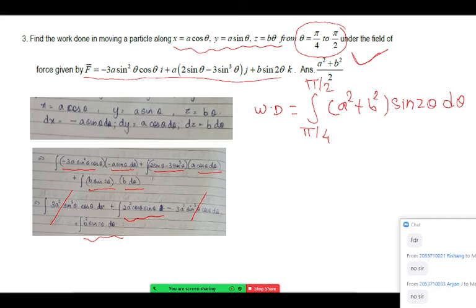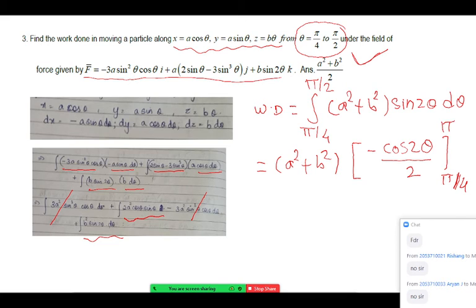So right now 2 sine theta cos theta is written as sine 2 theta. It's taken common and we're left with a square plus b square. And the last step is here, a square plus b square is a constant as it is. Integral of sine 2 theta is minus cos 2 theta upon 2. Is it upon 2? Yeah. And it is from pi by 4 to pi by 2.